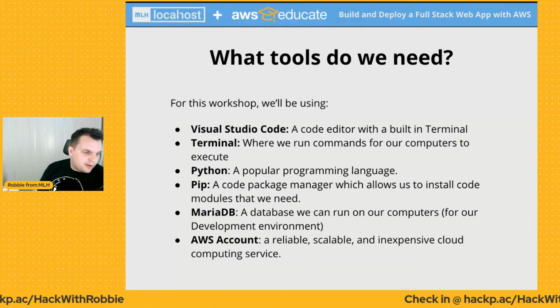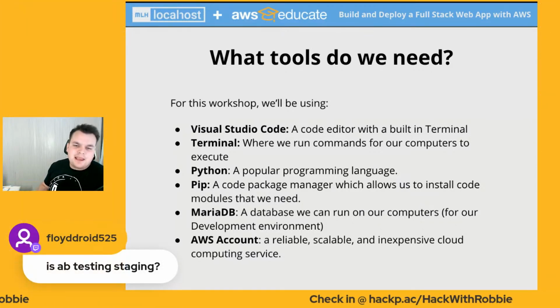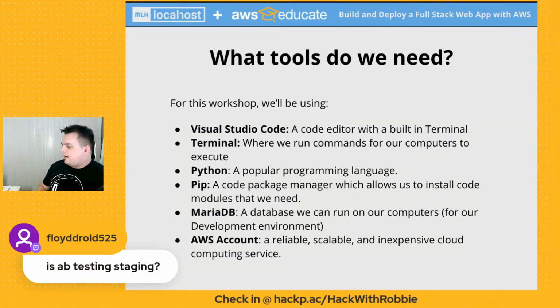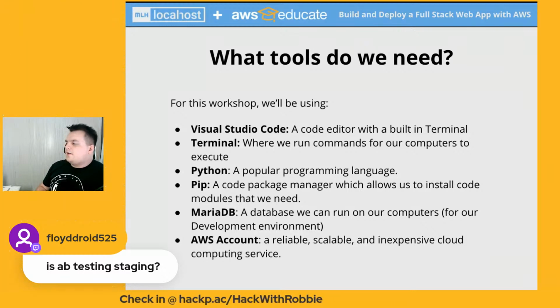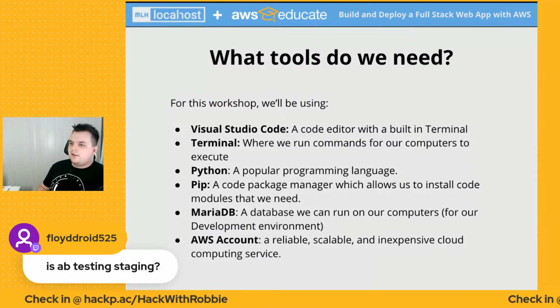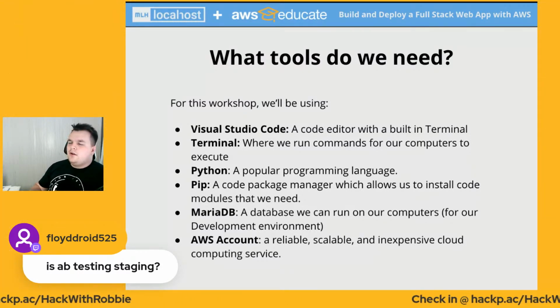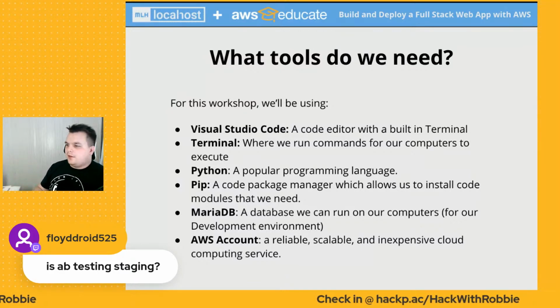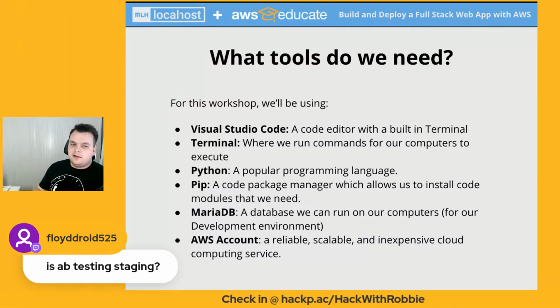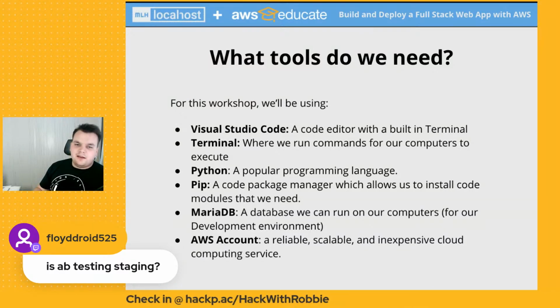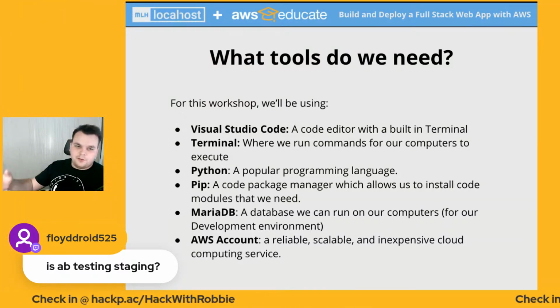More questions coming through. A couple of good questions here. Is A/B testing staging? So a staging environment is one that's basically the same as production, but it's still not accessible to the world. It's not accessible to the public. It's only internal. So that if something messes up in staging, it's not accessible to the whole world.